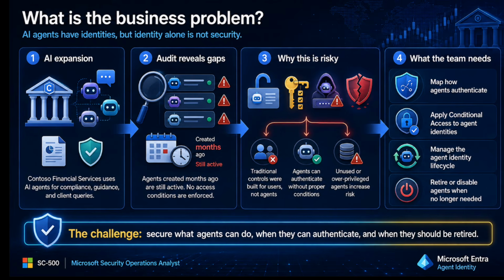This created a serious governance gap because traditional access controls were designed for human users, not autonomous agents. Without clear controls over how agents authenticate, what resources they can access, and when they should be retired, compromise or overprivileged agents could increase risk, expose sensitive data, and weaken Contoso's overall security posture significantly. Let's get started.